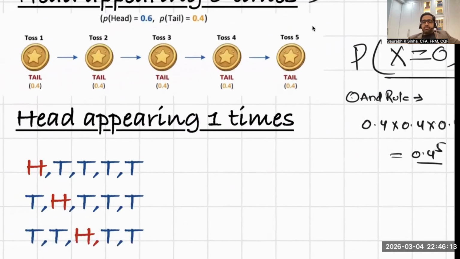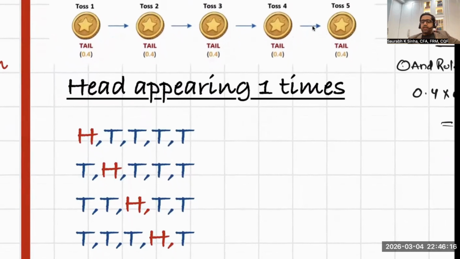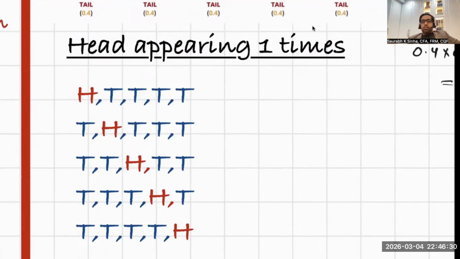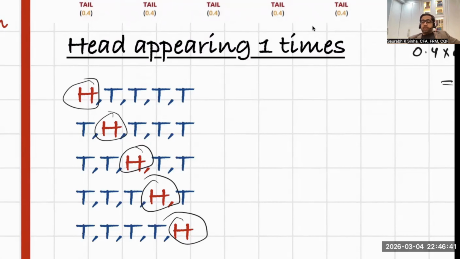Perfect. But what if I tweak the question and say, if you toss the coin five times, I'm interested in head appearing only one time. Now, this makes the question slightly complex because there are different combinations possible. What are those combinations? The head can appear in the first toss, the head can appear in the second toss, the head can appear in the third toss, the head can appear in the fourth toss, and head can appear in the fifth toss. This can happen, or this can happen, or this can happen, or this can happen, or this can happen. So you have to apply the OR rule.